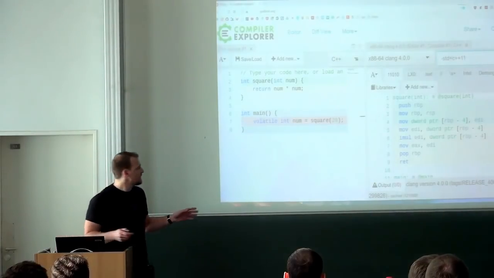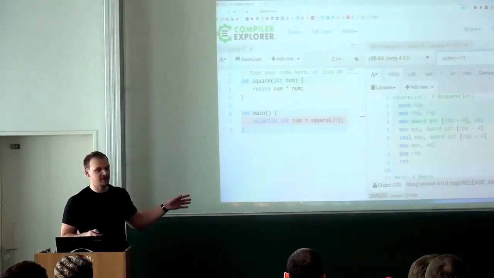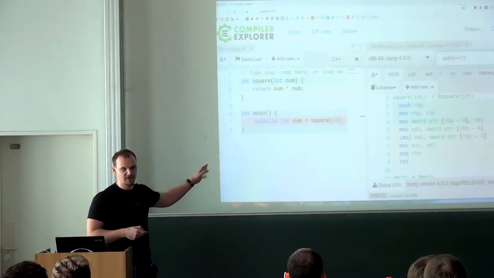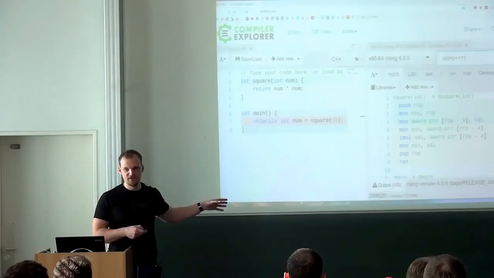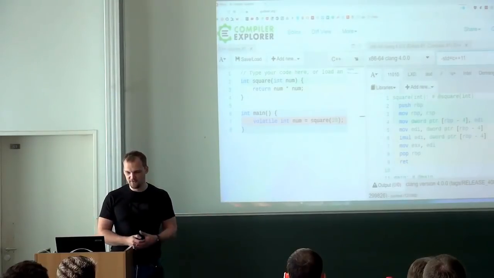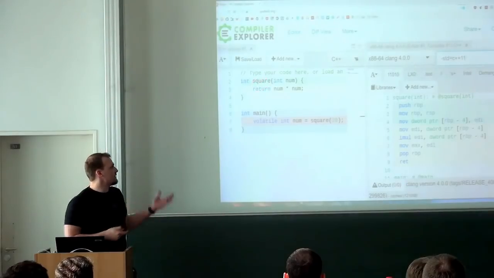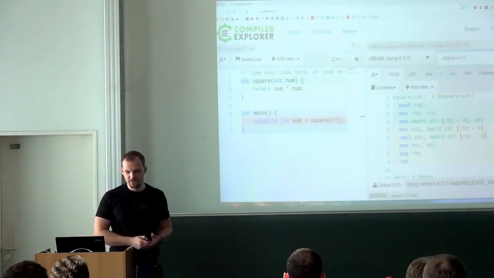So let me explain what you see on the screen. I hope everybody can see it. Here we have some code that we've just written. I've written a function and a main function, so it's not very interesting. There is a function that returns the square of a number, right? That's very simple.